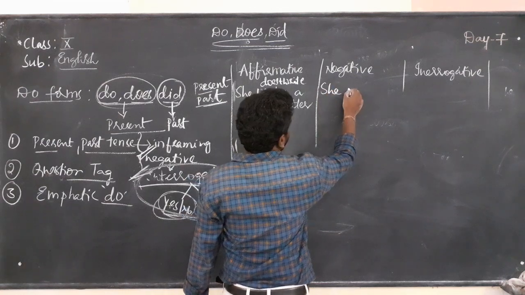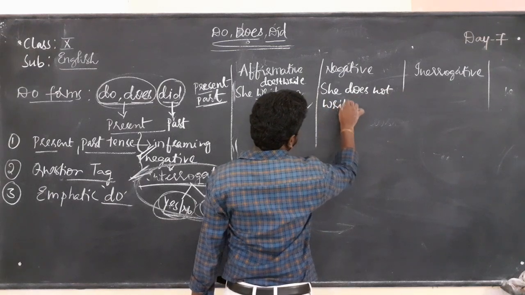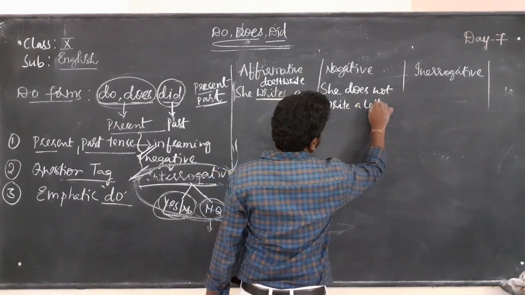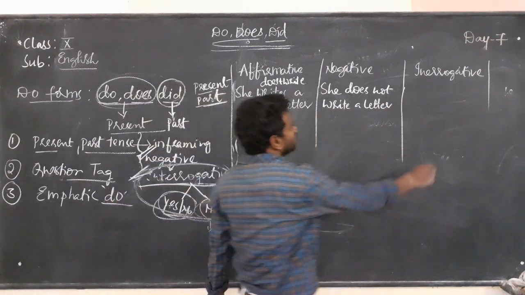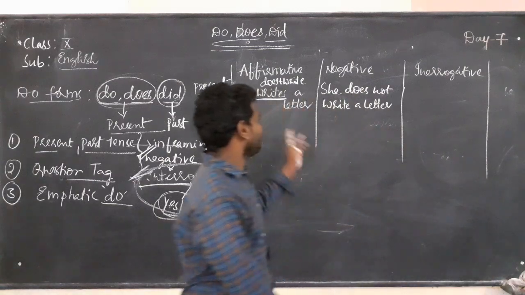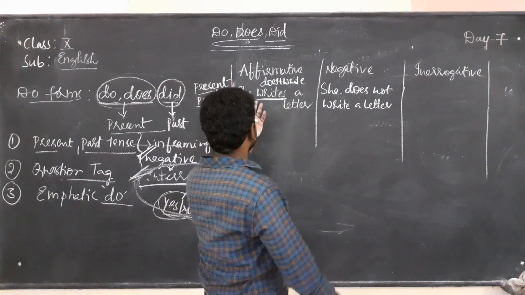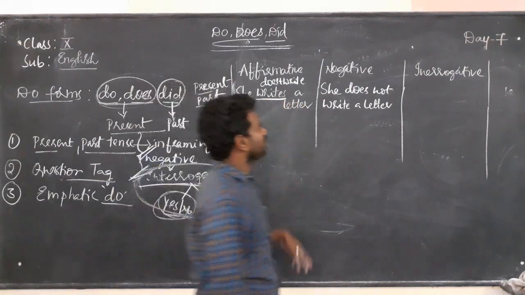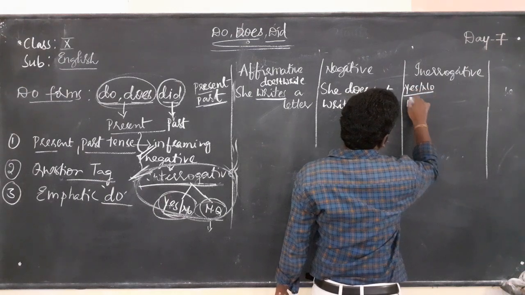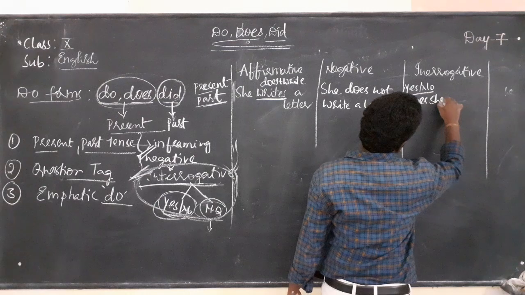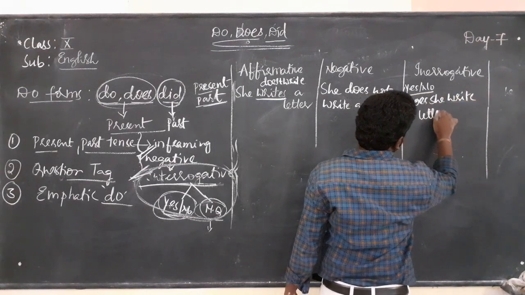How can I change this into negative? She does not write a letter. Now for interrogative: negative interrogative and affirmative interrogative. She writes a letter. I can start with a yes-no question as: does she write a letter?